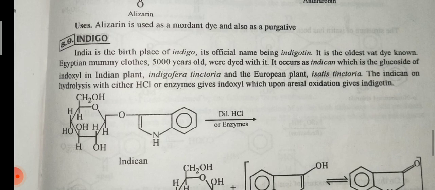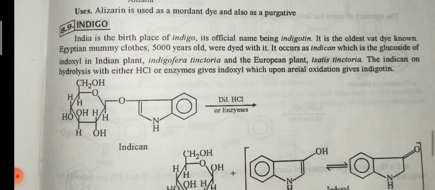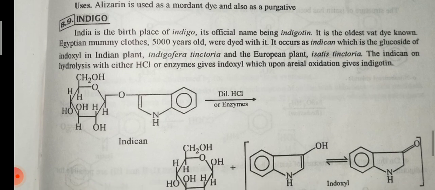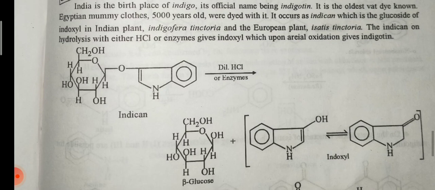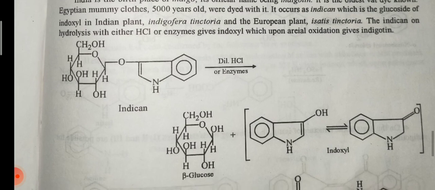Indigo. India is the birthplace of indigo, its official name being indigotine. It is the oldest vat dye known. Egyptian mummy clothes 5000 years old were dyed with it. It occurs as indican, which is the glucoside of indoxyl, in the Indian plant Indigofera tinctoria and the European plant Isatis tinctoria. The indican on hydrolysis with either HCl or enzyme gives indoxyl, which upon aerial oxidation gives indigotine.